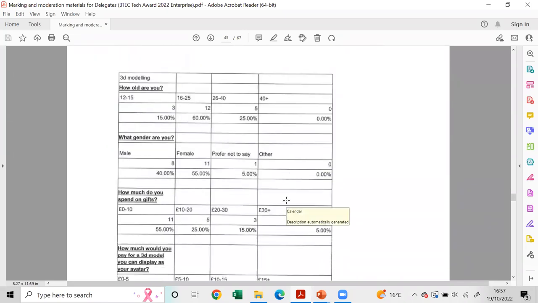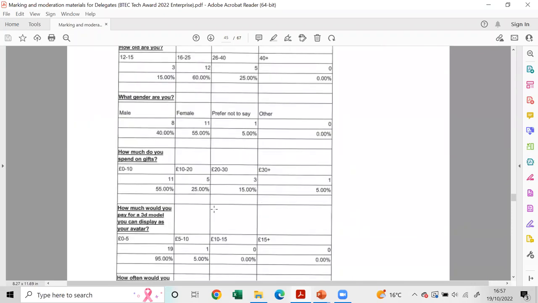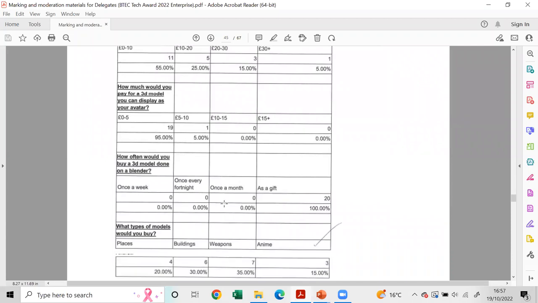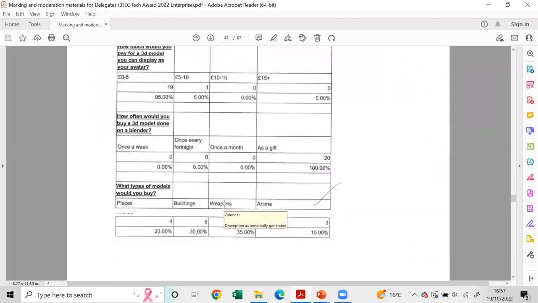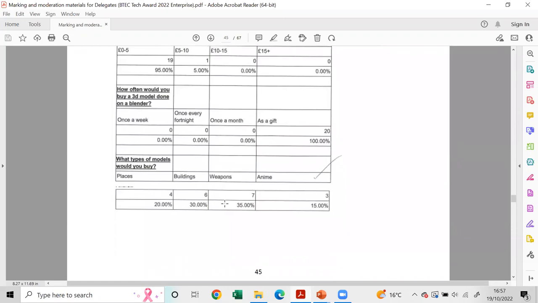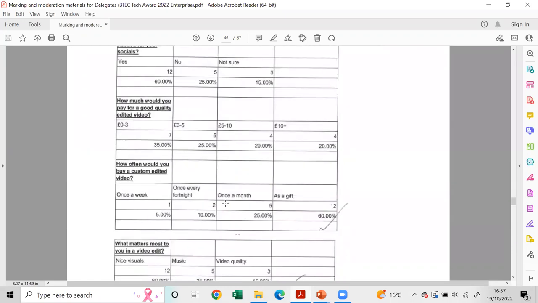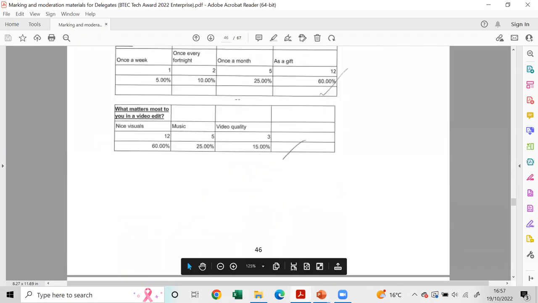They do have an appendix which has their market research findings. It would have been nice had they used more of these. This is again just their demographics. It would have been nice had they used some of the other information they had in that first part of the business plan. So you've got it there. It would have been nice to maybe have some of the other information.